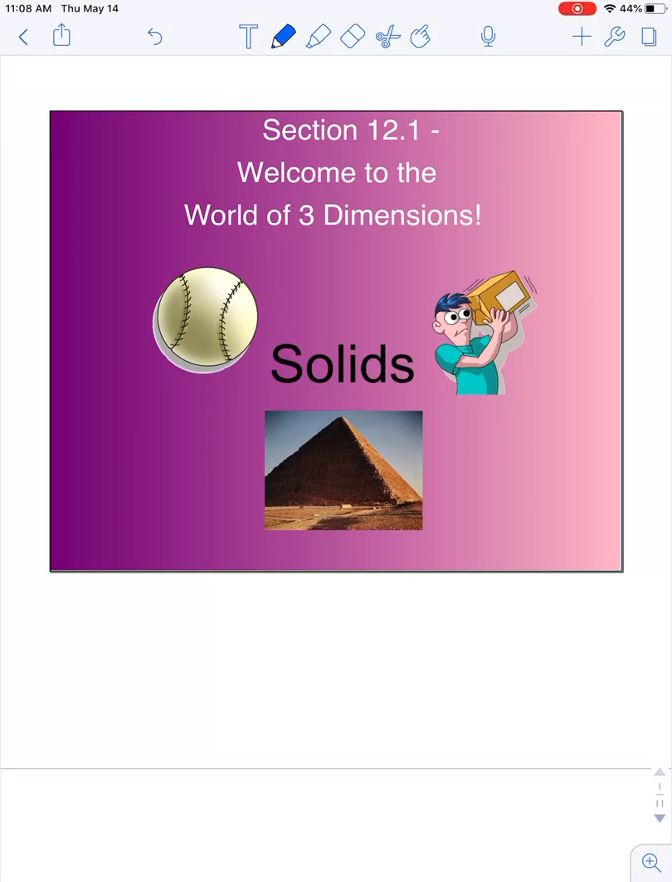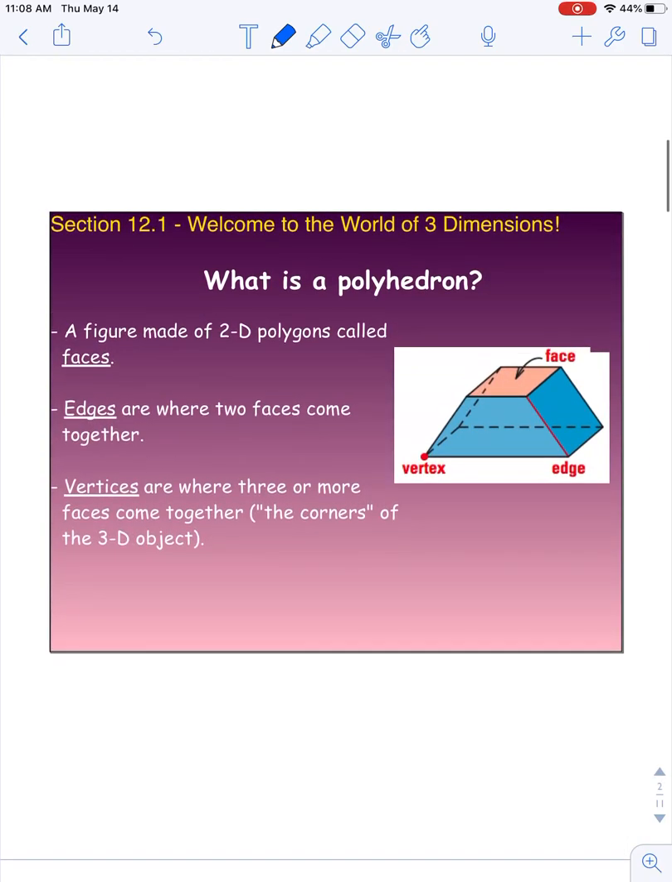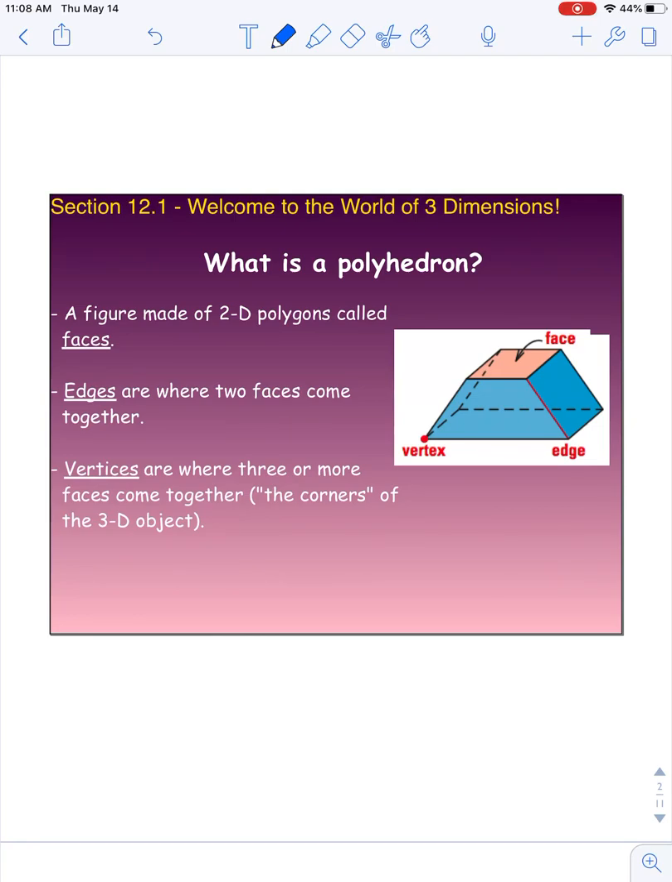Hello, ladies and gentlemen. Today we are going to start Chapter 12. And Chapter 12 is three-dimensional objects. So we're going to take a lot of our areas that we did in Chapter 11 and then apply them to three-dimensional solids. So the first thing we're going to talk about is a polyhedron.